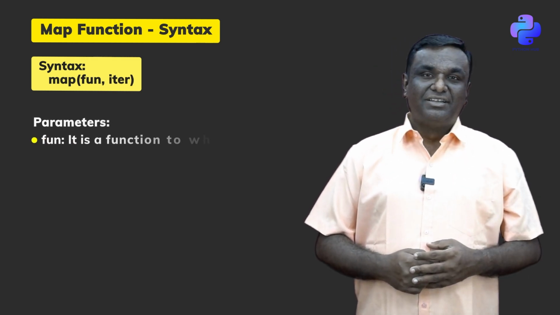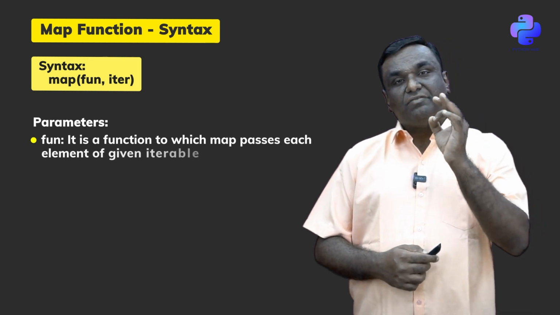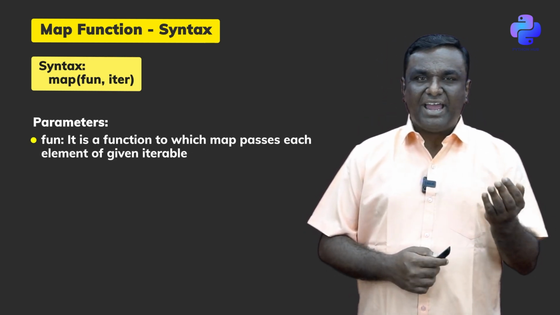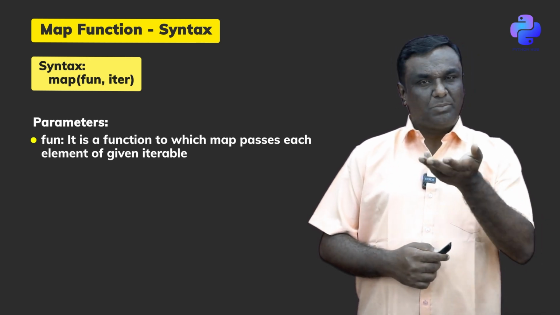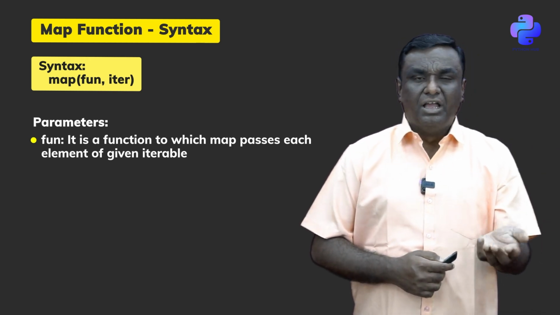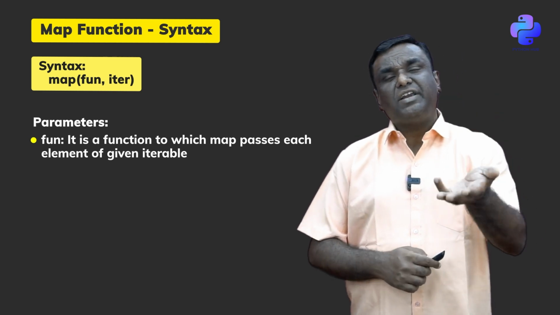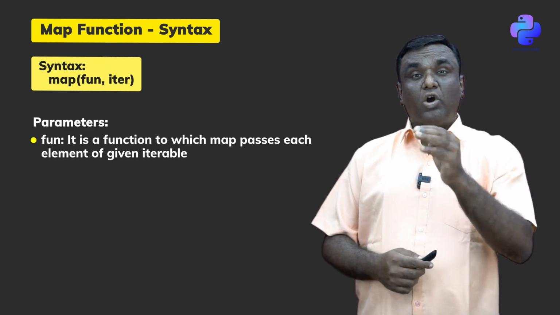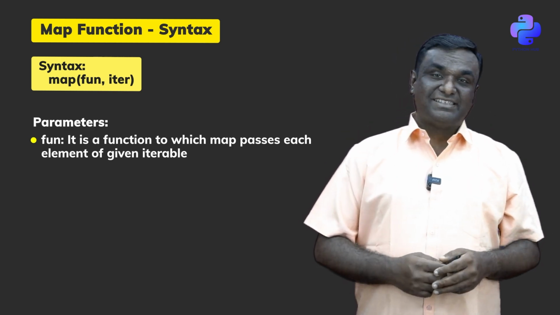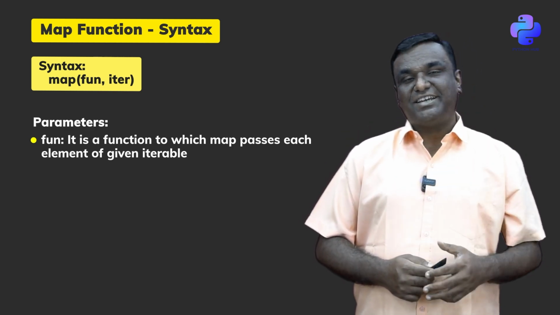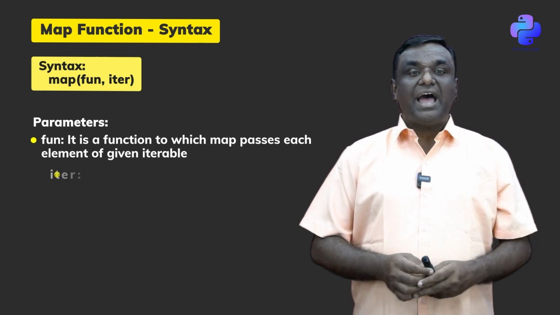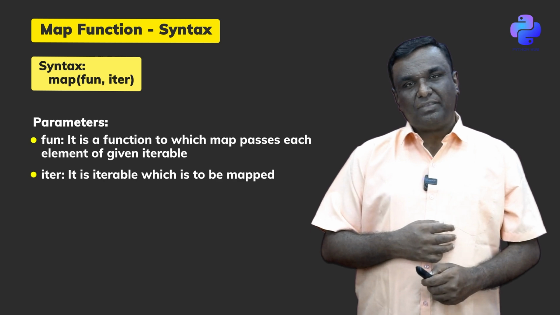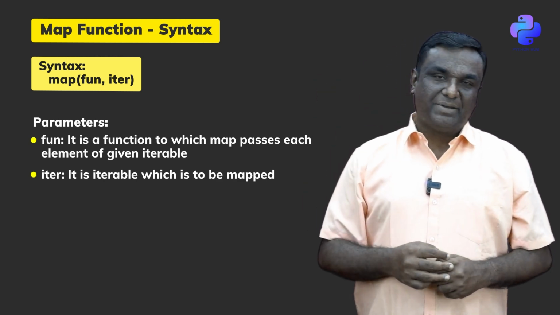What is function? Function is a function which map passes each element of a given iterable to. It can be add, it can be subtract, it can be multiply, it can be booking a train ticket, it can be any kind of function, a built-in function or a user-defined function. It can be any function which you want to apply on each and every item in the list. So that's the function parameter. The second one is the iter. Iter is nothing but the iterable which is to be mapped. This is where the function is going to be applied.